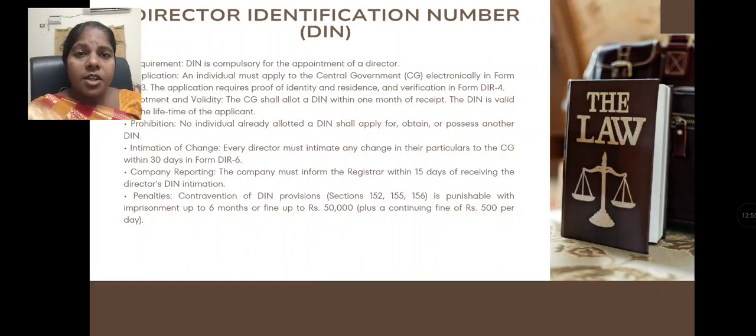So director identification number is a unique 8-digit number given to directors by the central government. So what is the procedure for getting this DIN? The individual will apply to the central government, where the applicant will file DIR3 as well as DIR4, which would require proof of residential address, proof of identity, photograph, and digital signature, everything together filed in DIR4 and submitted. The central government, after verifying all the documents, if they find them genuine, will grant this DIN in a month's time.